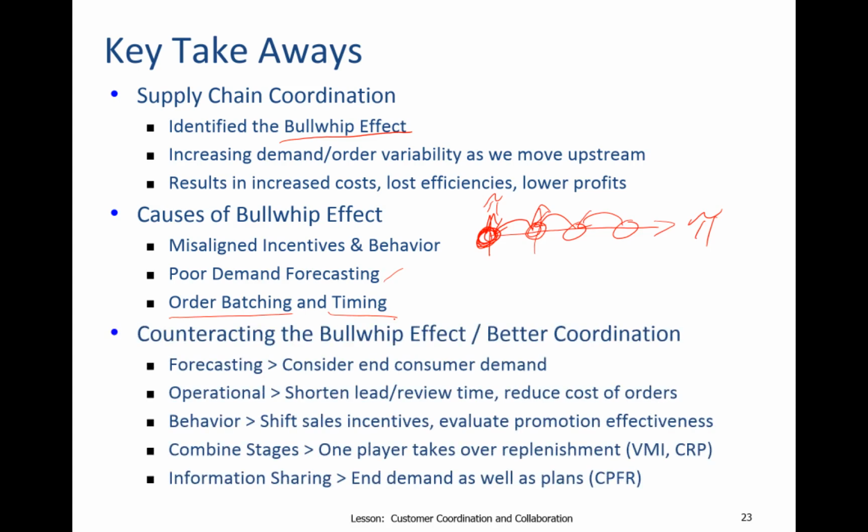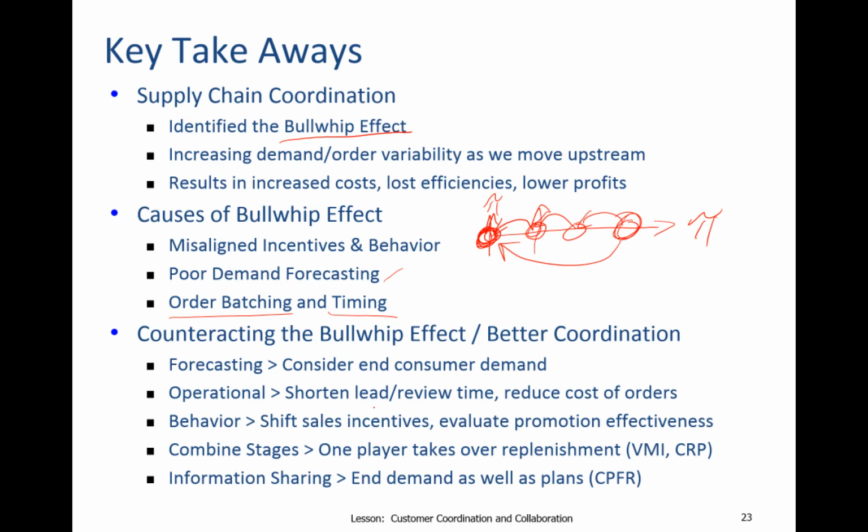We also talked about a bunch of methods or strategies to have better coordination to reduce or counteract this bullwhip effect. So for forecasting, it's very important that you consider the end consumer, not just your immediate supply chain partner's orders. So looking at the end consumer demand, which is the real demand the supply chain as a whole faces, is critical. There's a lot of operational things you can do.